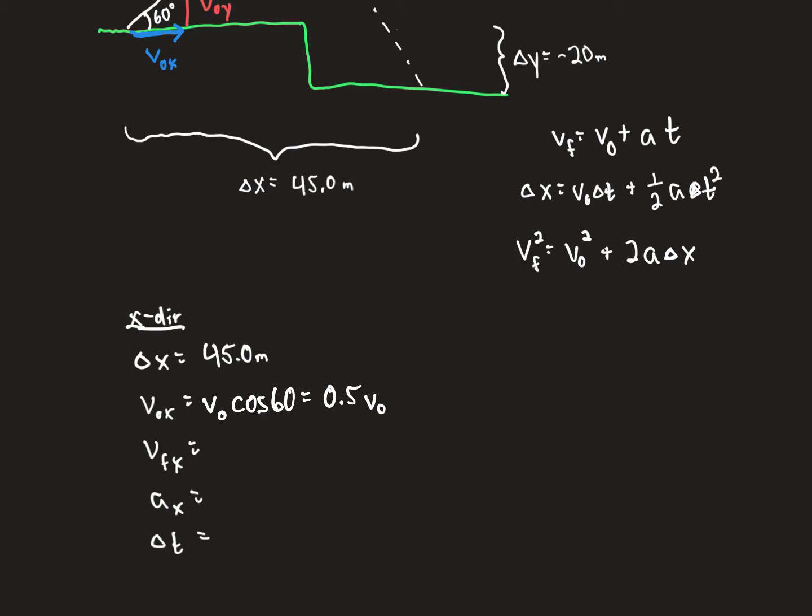Do you remember for projectiles what you can say about V initial, V final, and A? They're the same. Because what is A in the x direction for a projectile? 0. Acceleration is a change in velocity. So if the change in velocity is 0, that means the final velocity has to be the same as the initial velocity. So final velocity in the x direction has to be 0.5 times v0.